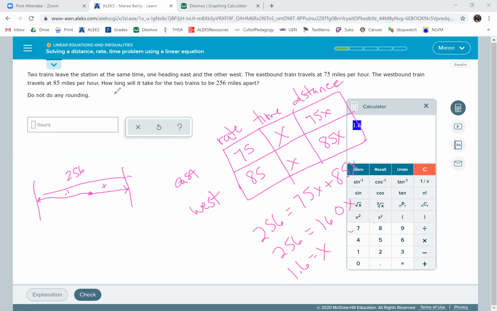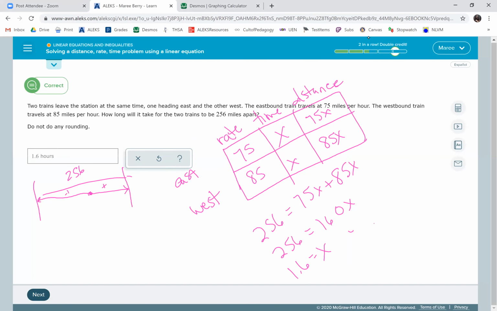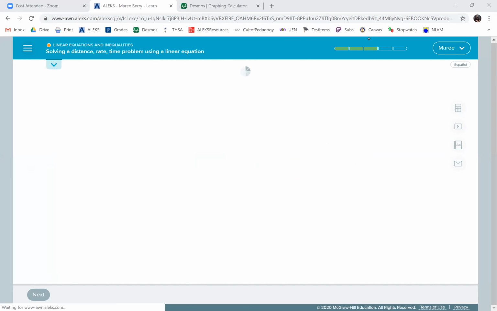That's exactly what they're asking. How long? How many hours? So that's our X. So it's 1.6. I like to kind of double check. What is it they're asking? And did I answer it? Like, you don't want to be answering a question that they didn't ask.